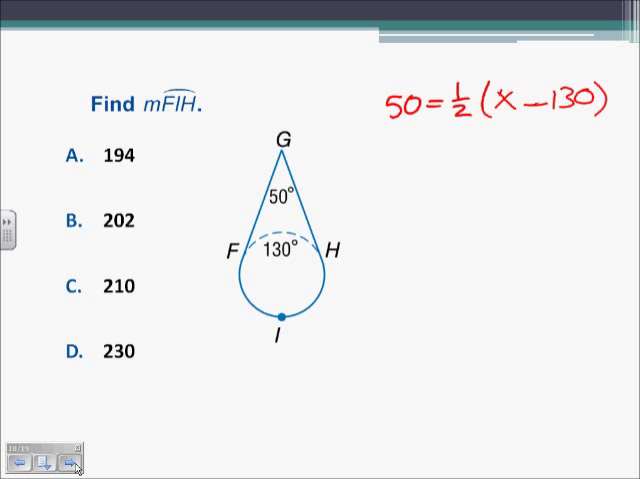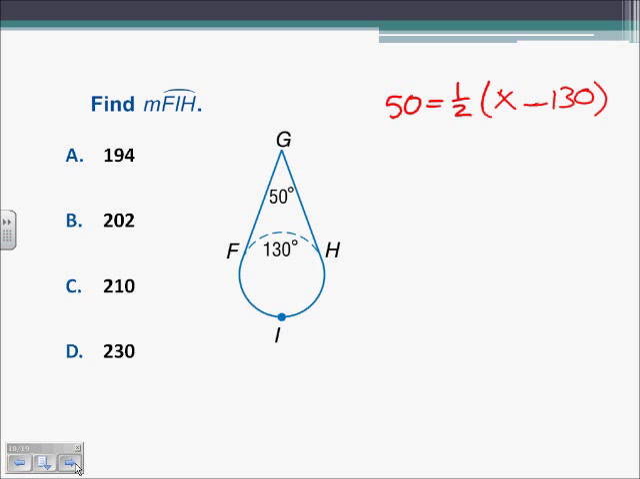And we can solve this for x, or we can just be intelligent math students. We know when two tangents intersect, the two arcs that are intercepted are going to be the whole circle, which would be 360 degrees. So we know FIH is going to be 360 minus arc FH, so 360 minus 130. So we know that's going to turn out to be D, 230 degrees.